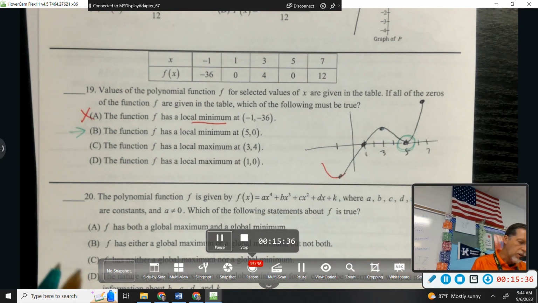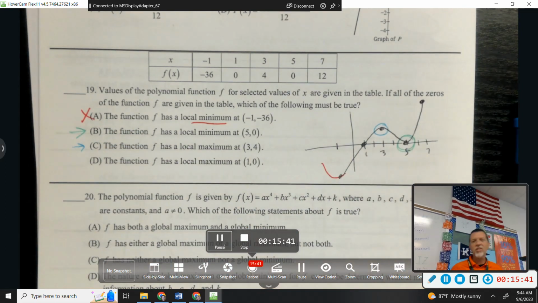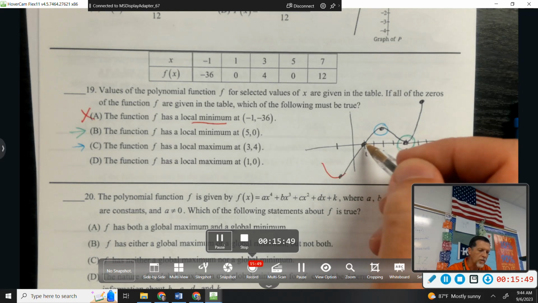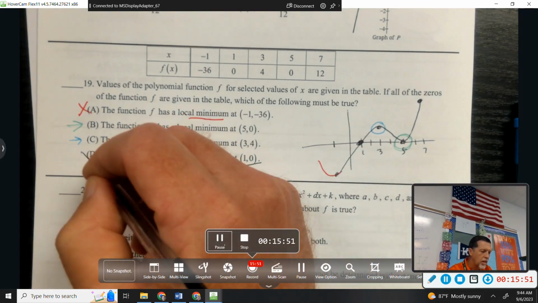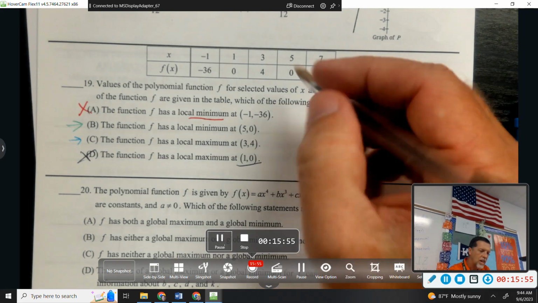Uh-oh. My picture has a local maximum at 3, 4. Let's come back to that in a minute. A local maximum at 1, 0. Definitely not a local maximum at 1, 0. That's out. Okay, so B or C must be true.